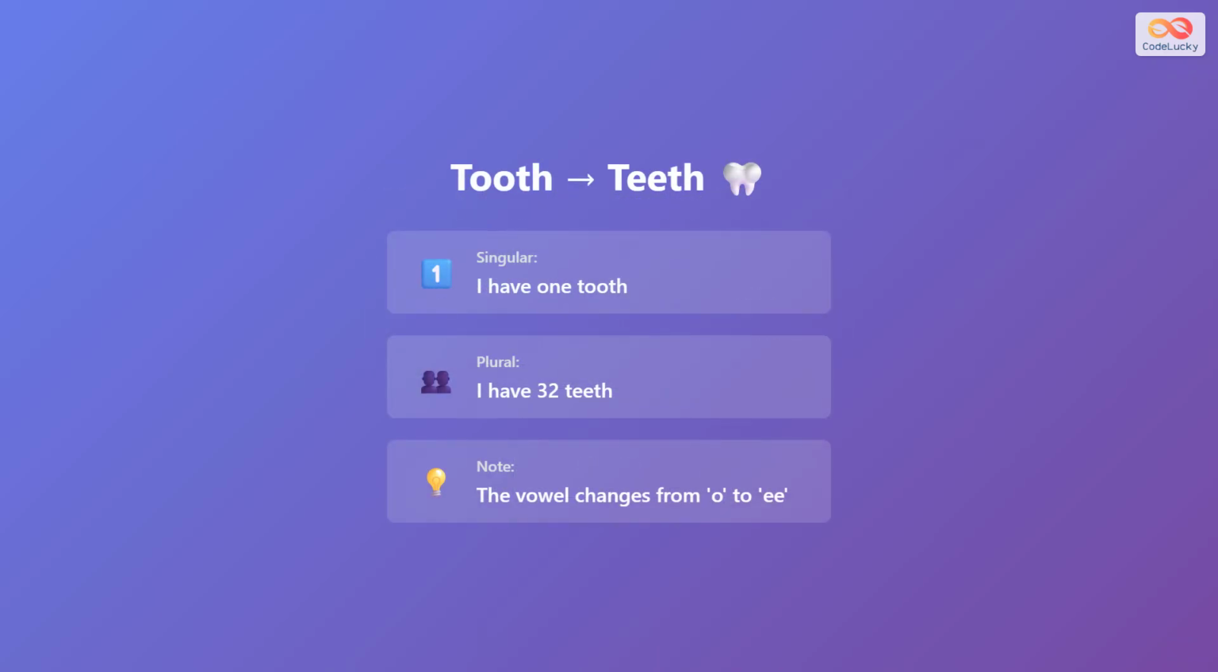Let's start with the word tooth. The singular form is tooth, which means a single hard white piece in your mouth used for chewing. When we have more than one tooth, the plural form is teeth. Notice that the vowel sound changes from a short O sound to a long E sound. For example, you might say, I have 1 tooth, or I have 32 teeth.